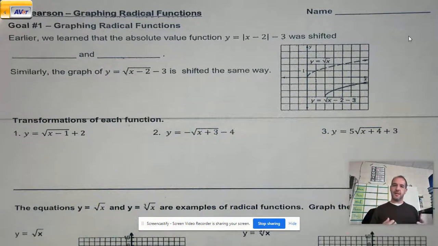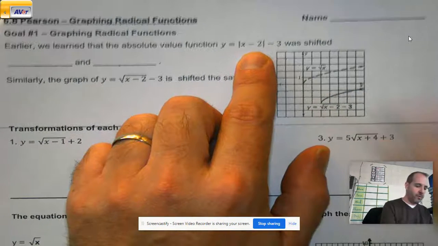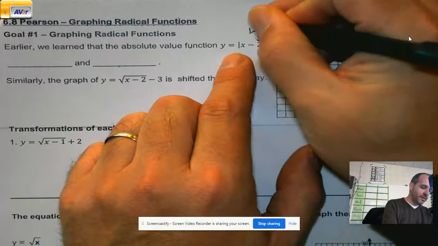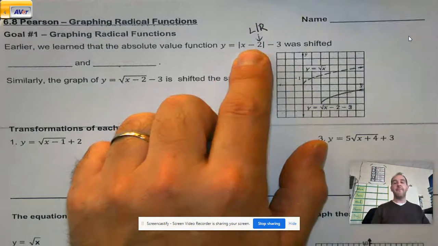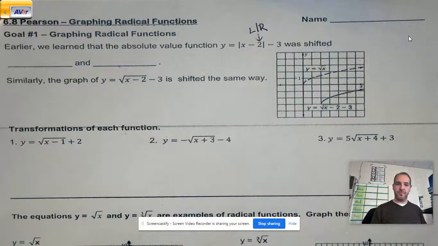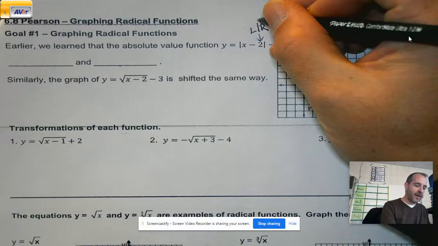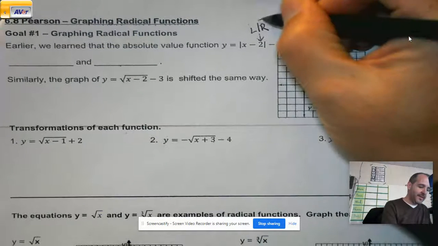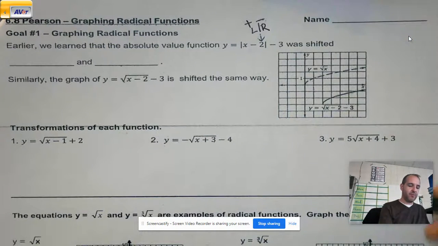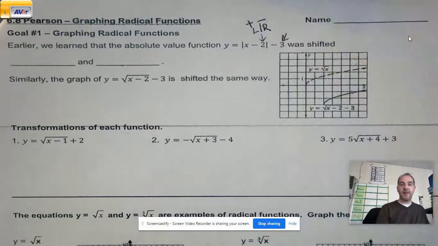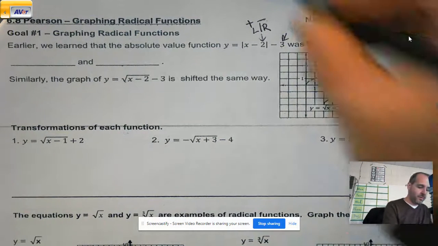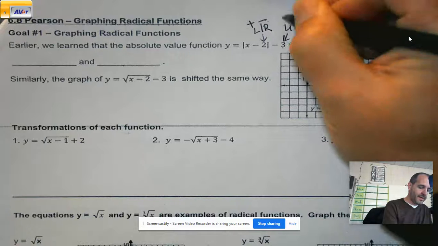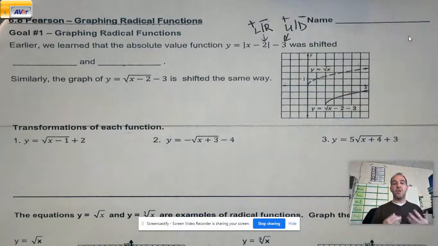Just to make a comparison here, when we look at our shifts, when we were doing absolute value, this was always my left and my right, but that was an opposite. So even though we would normally think that left would be minus and right would be plus, that's how it works on a number line, it's the exact opposite when we're looking at the shift there. And when we look at the shift outside the absolute value, that's up and down.